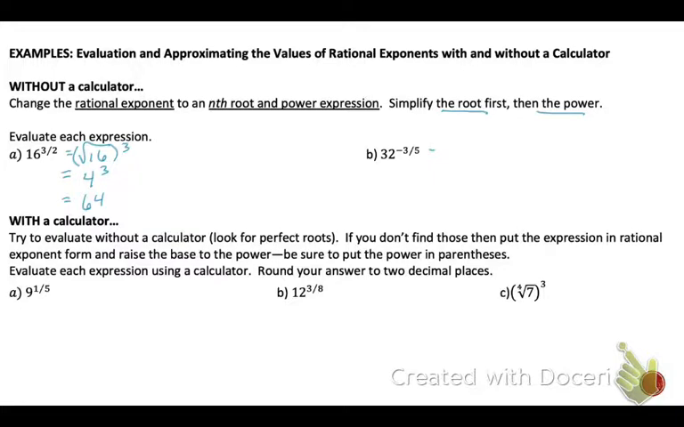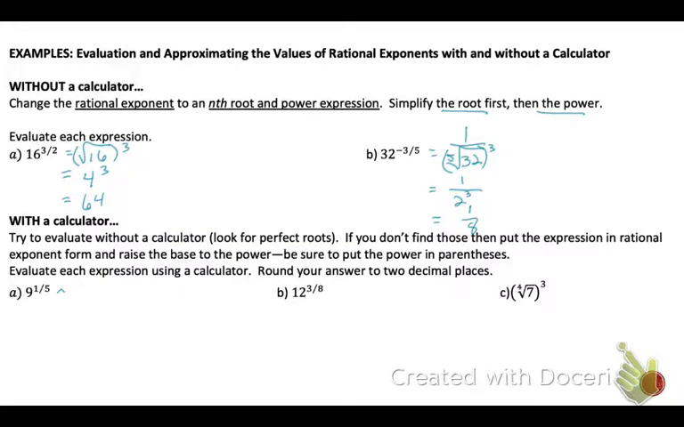Now let's rewrite b. Let's write that as 1 over 32 to the 3/5 power, which is the same thing as 1 over the 5th root of 32 raised to the 3rd power. The 5th root of 32 is 2. 2 to the 3rd power is 8. So our answer there is 1/8.